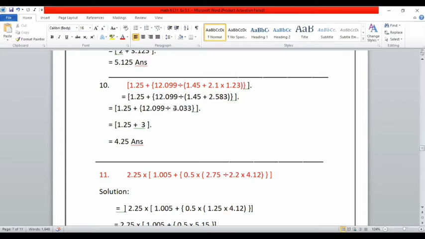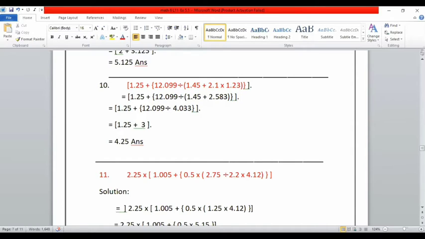Now this bracket will be removed, and in the last we have to do 1.25 plus 3. 1.25 plus 3, you will get 4.25. 4.25 is the answer.